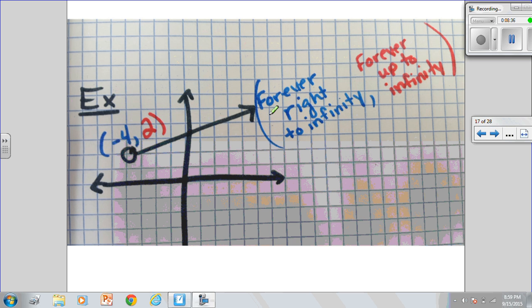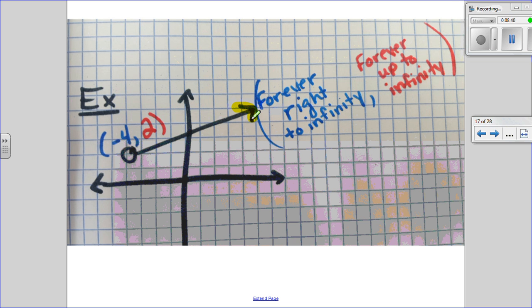Okay. On this side, however, it's an arrow. Whenever you have an arrow, things change. Okay. This is that special case I was talking about. It's going forever to the right to infinity, and it's also going forever up to infinity.